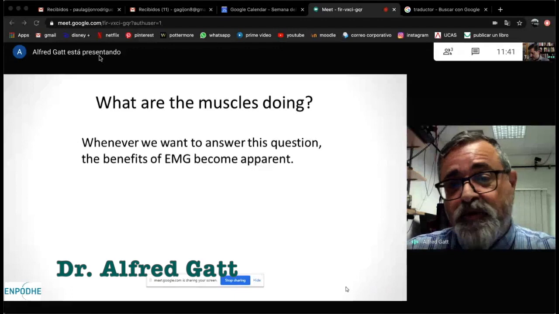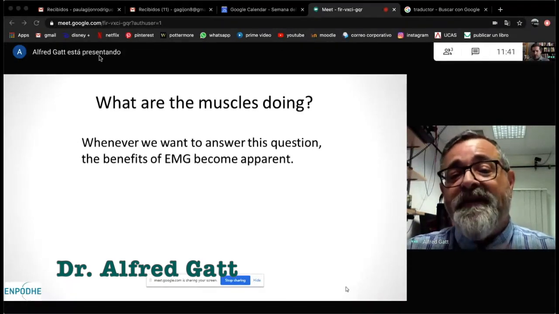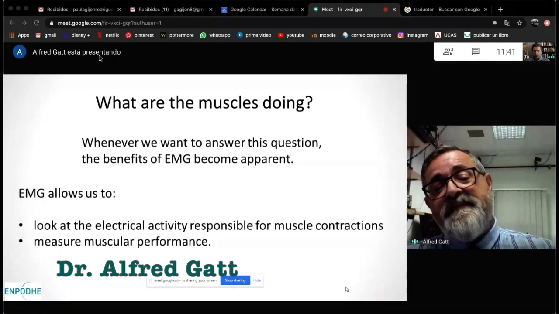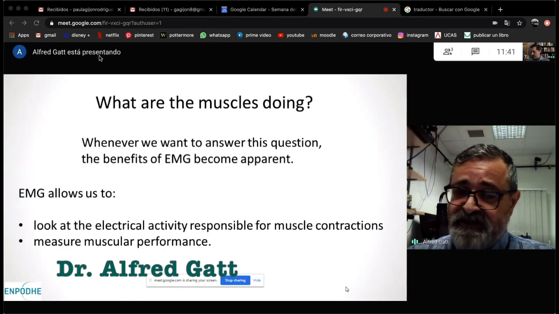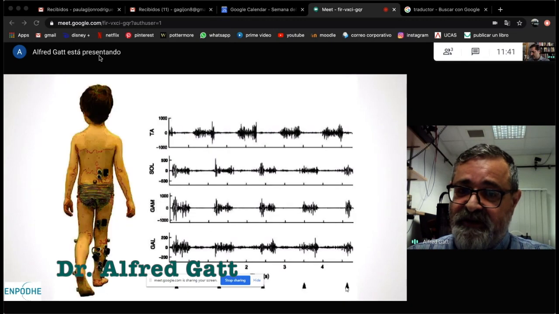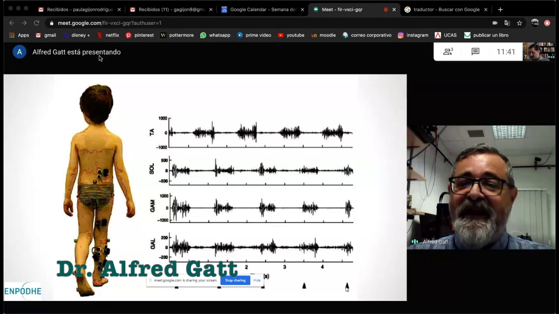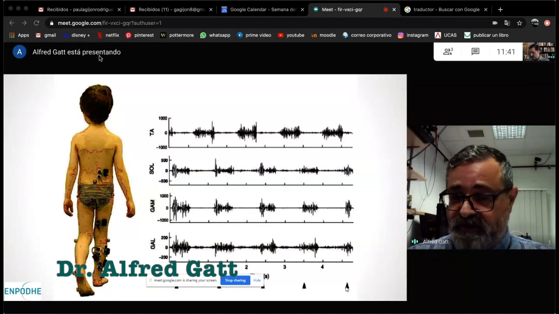So whenever we want to answer the question, what are the muscles doing, the benefits of EMG become very apparent. EMG allows us to look at the electrical activity responsible for muscle contractions and to measure muscular performance. And through EMG, we can look at various muscles, both in the lower limbs, in the foot, and throughout the whole body.